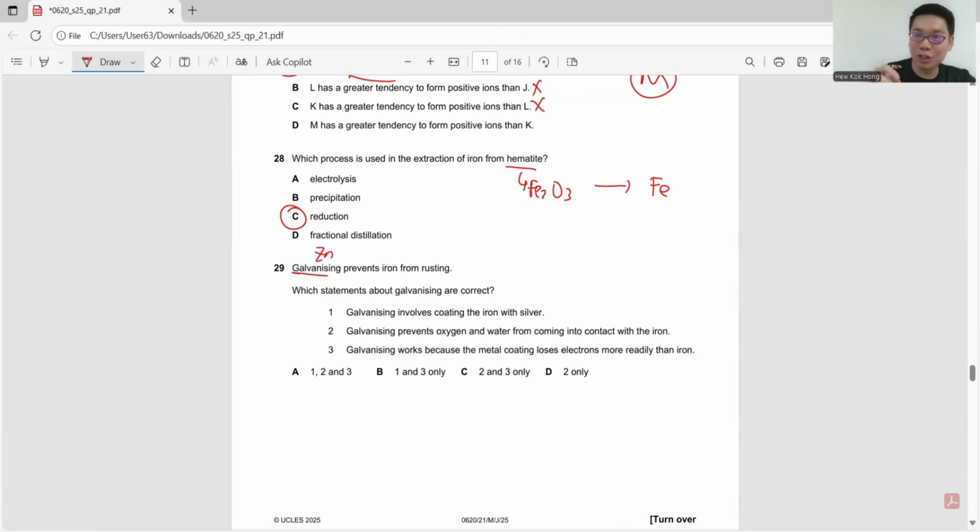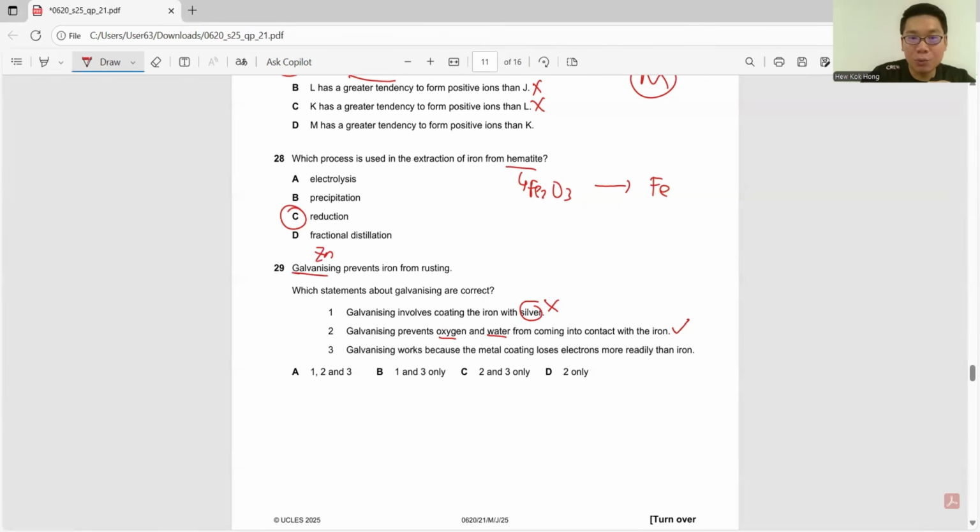So if any oxygen or water reaches here, zinc will oxidize first instead of iron. Which statement about galvanizing is correct? First, they say galvanizing involves coating of iron with silver. No, it's zinc. Galvanizing prevents oxygen and water from coming into contact with iron. Yes, because zinc will react first.